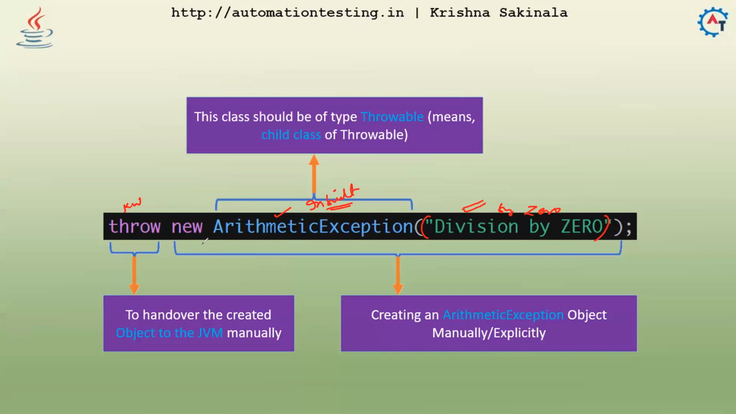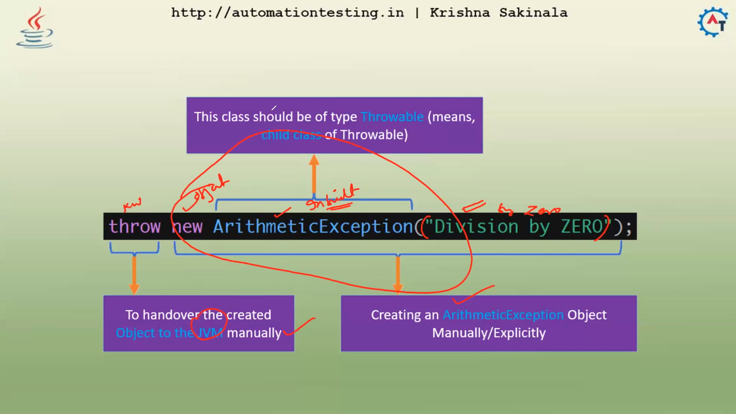Here, new ArithmeticException. The new keyword is to create the object, right? So here, I am creating an ArithmeticException object manually or explicitly with the help of the new keyword. And what will throw do? It will hand over the created object to the JVM manually. So the throw keyword hands over the created object to the JVM.